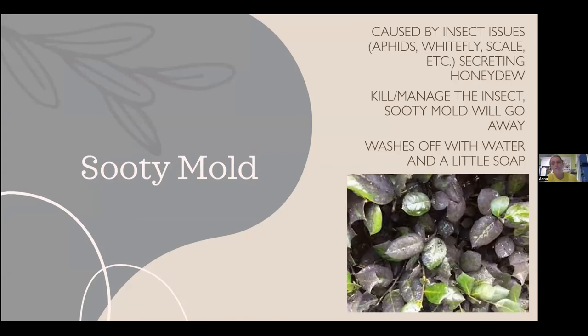It does wash off with a little water and maybe a little soap added to it, but you need to kill or manage the insect pest to get the sooty mold to actually go away. So you can use insecticidal soap, maybe something a little higher octane, depending on what pest it is. If you kill that pest, the sooty mold will clear up.